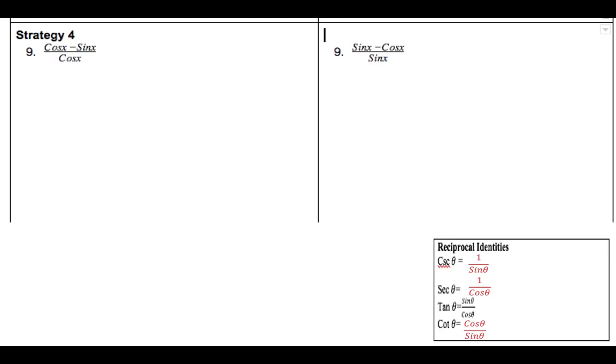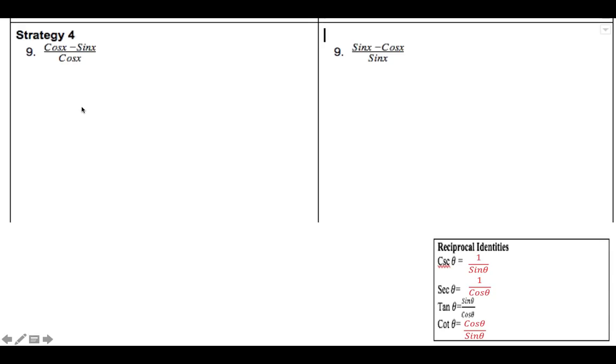Strategy 4 is the split the fraction technique. If you look at your notes, you should follow what it looks like when I split a fraction. But I'm going to go ahead and show you right here. Your notes are gold, so make sure you look at your notes and try to attempt these to the best of your ability.